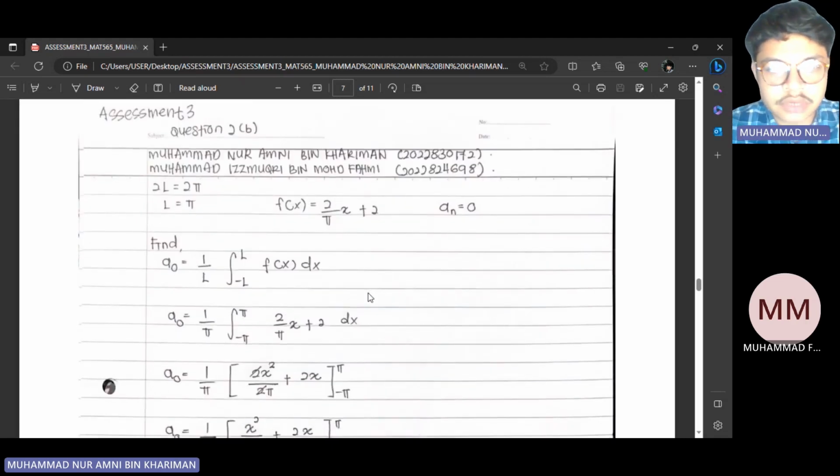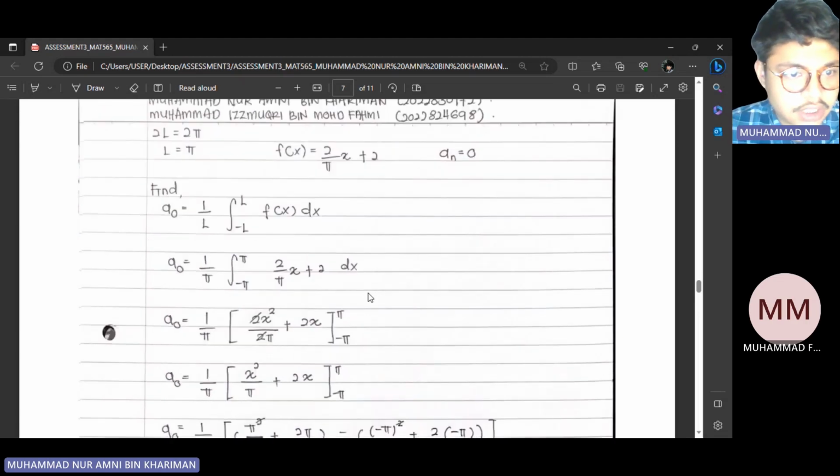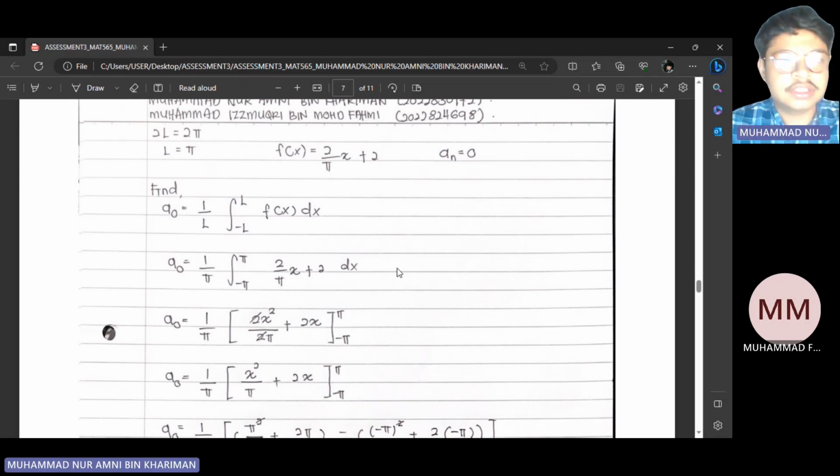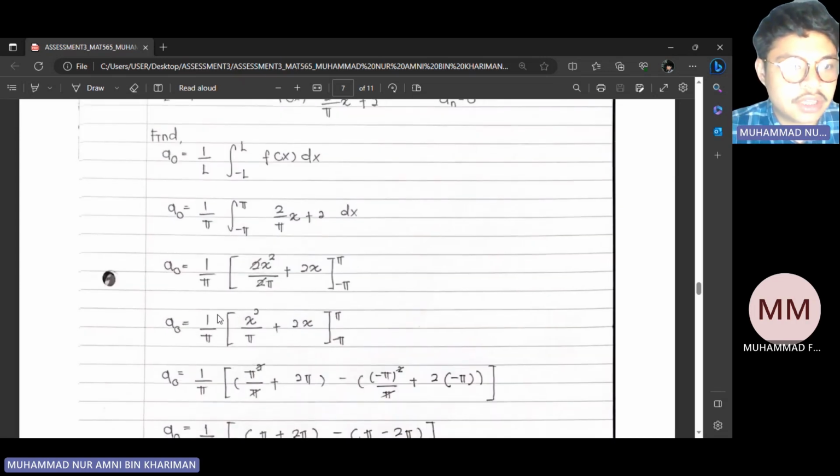The first thing we have to do is find the value of a naught. That's a fixed formula: a naught equals 1 over L, integral of f(x) dx. So we just sub in the value of L, which is pi. So a naught equals 1 over pi, integral from negative pi to pi, of 2 over pi x plus 2 dx.